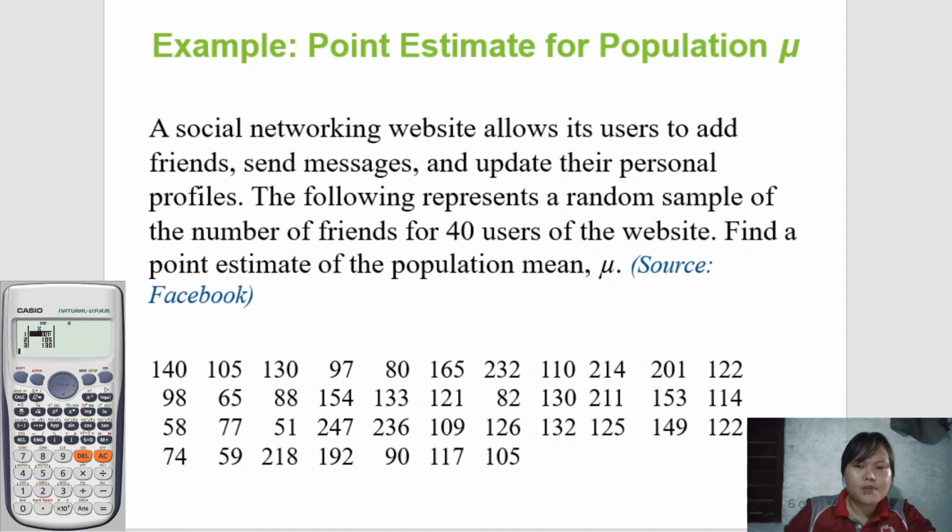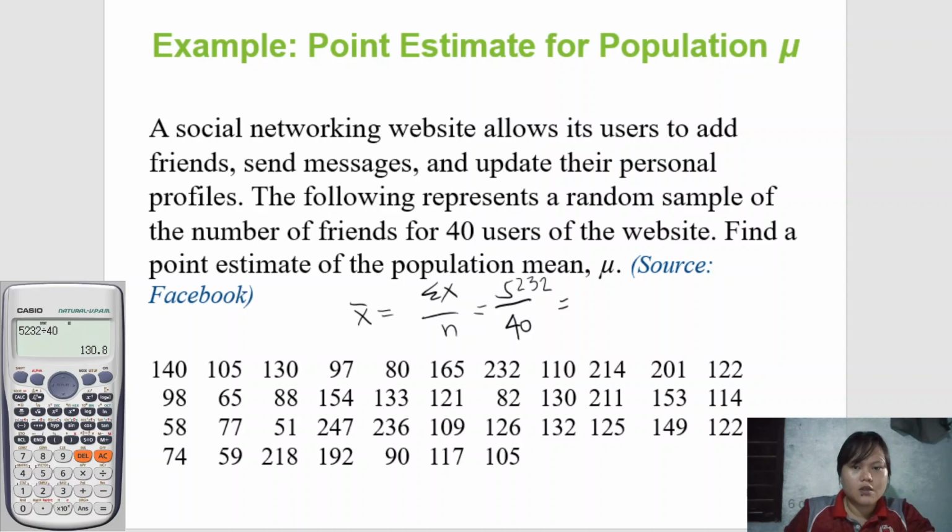The formula of your mean is equal to your summation of x over n, where n is 40. For the summation of x, I will click AC, shift 1, then 3. You will see here summation of x squared, summation of x. I'm after summation of x only. So that would be 5232. AC again. 5232 over 40 is equal to 130.8.